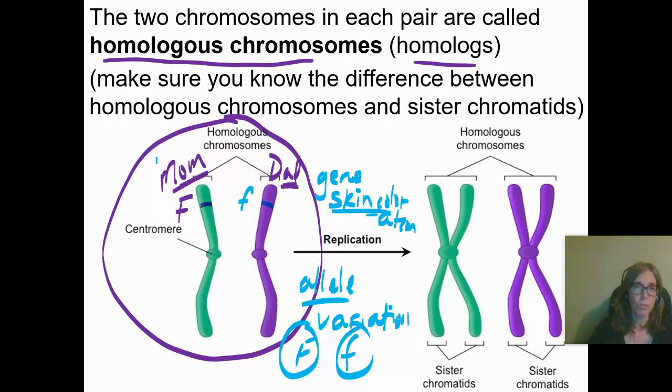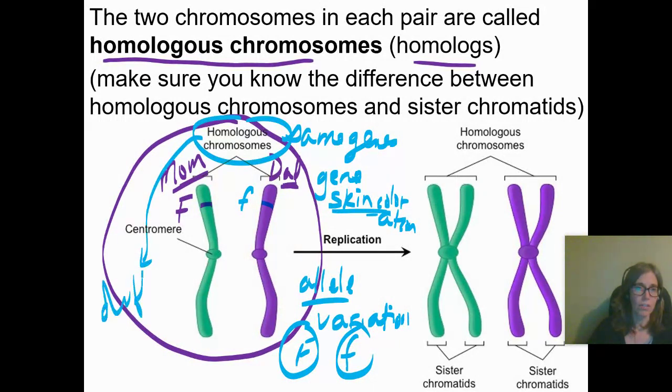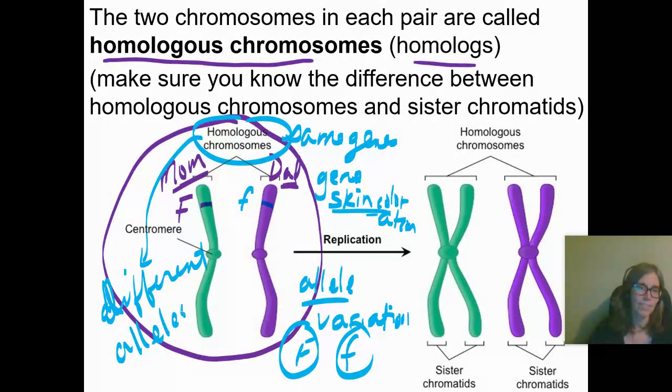Homologous chromosomes are going to have the same genes, but they're going to have different alleles. That's supposed to say different alleles. So maybe, let's get another color, maybe this one codes for you being tall, and maybe this one codes for you being short. The gene is how tall you're going to be. It codes for height. And the alleles would be, are you going to be tall or short?